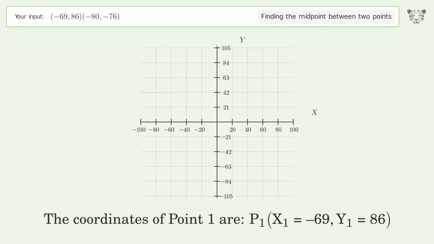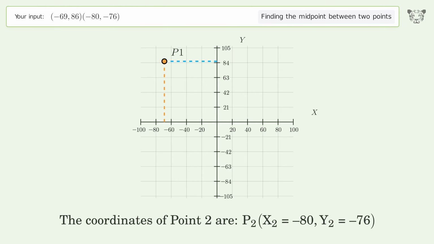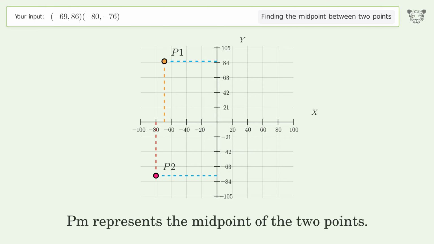The coordinates of point 1 are, x1 equals negative 69, y1 equals 86. The coordinates of point 2 are, x2 equals negative 80, y2 equals negative 76. PM represents the midpoint of the 2 points.